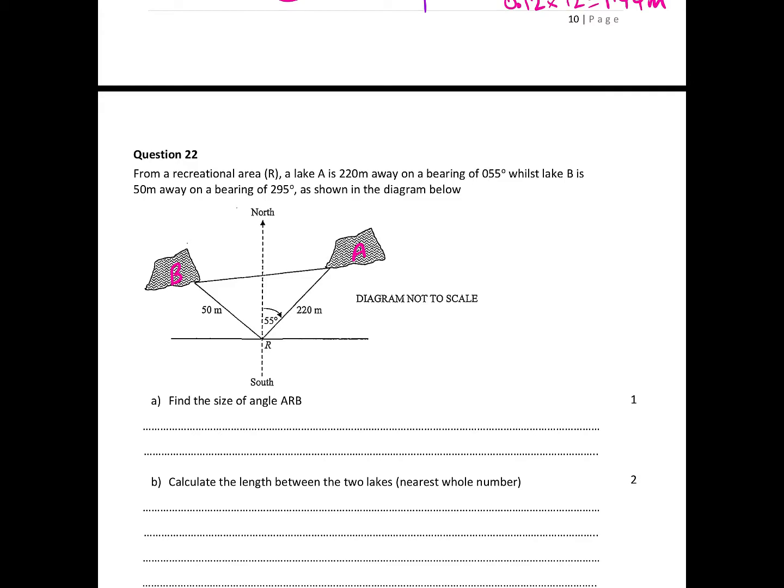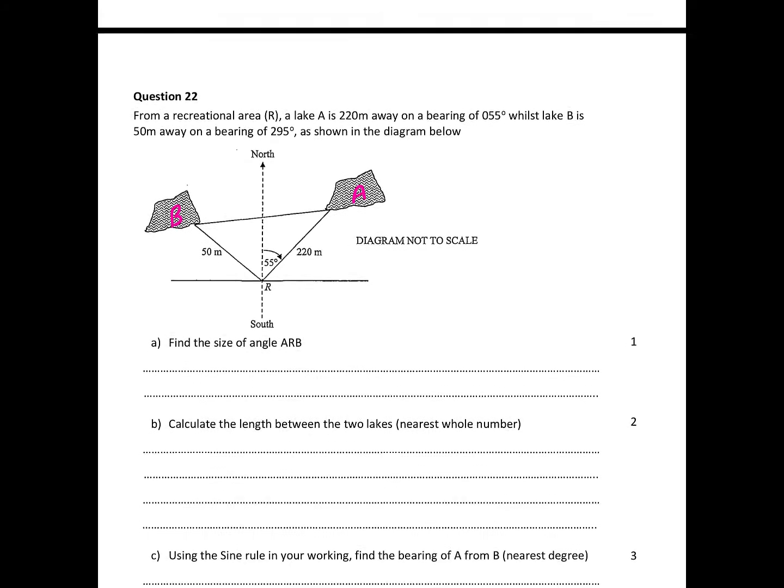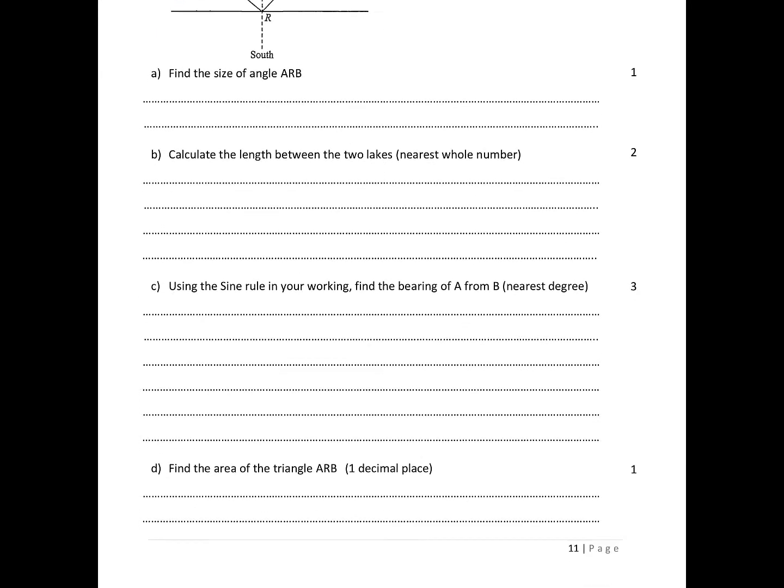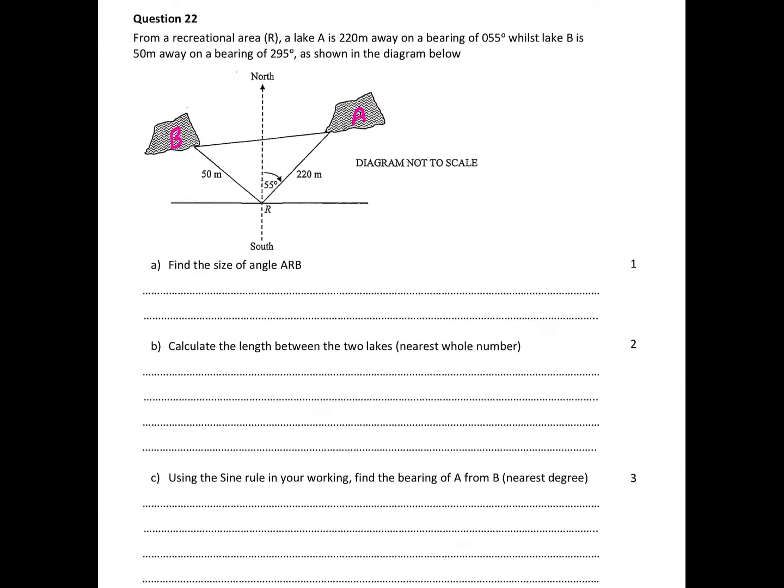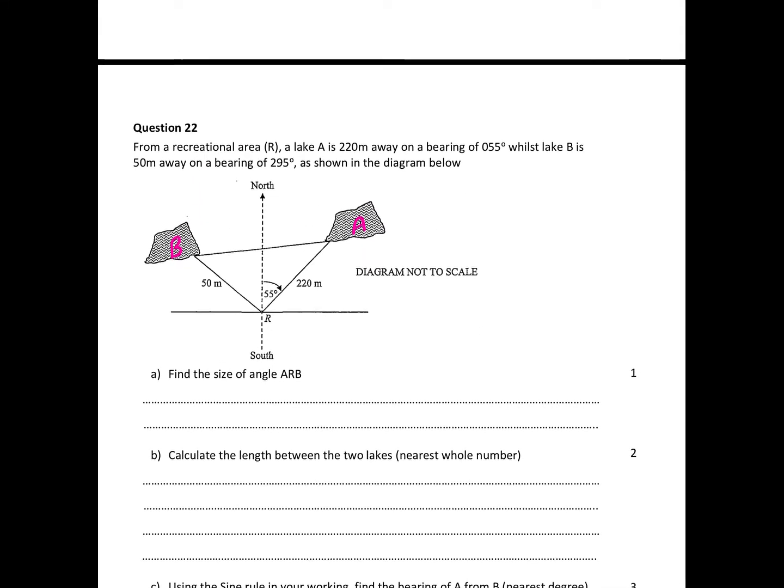Had I not read this, because it is very common for students to just look and think, oh okay, a diagram's been provided, I will just jump to part A, find the sides of angle ARB, I'd be stuck. I wouldn't have enough information to determine that, and then you think, I'm just going to move on, and then you lose potentially 1, 2, 3, 6, 7 marks. So please be extra careful.